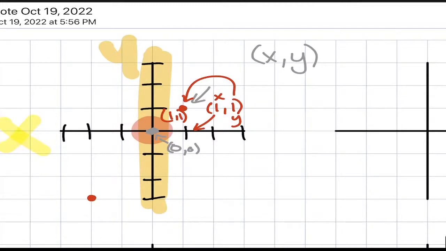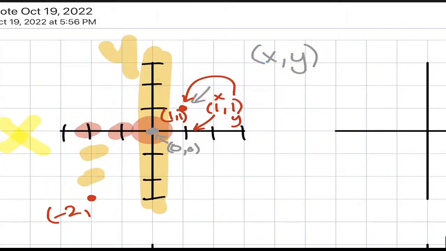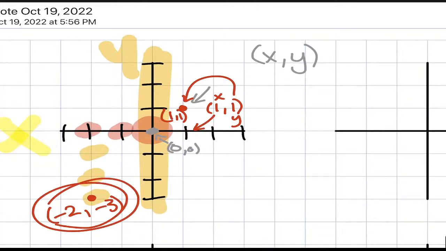All right, so let's count the next one. I need to go over to the left 2. So I know that the x component for this coordinate is -2. I'm going to put a comma. And then we need to go down 1, 2, 3. So this one should be -3. So my coordinate set for this point is (-2, -3). Okay?